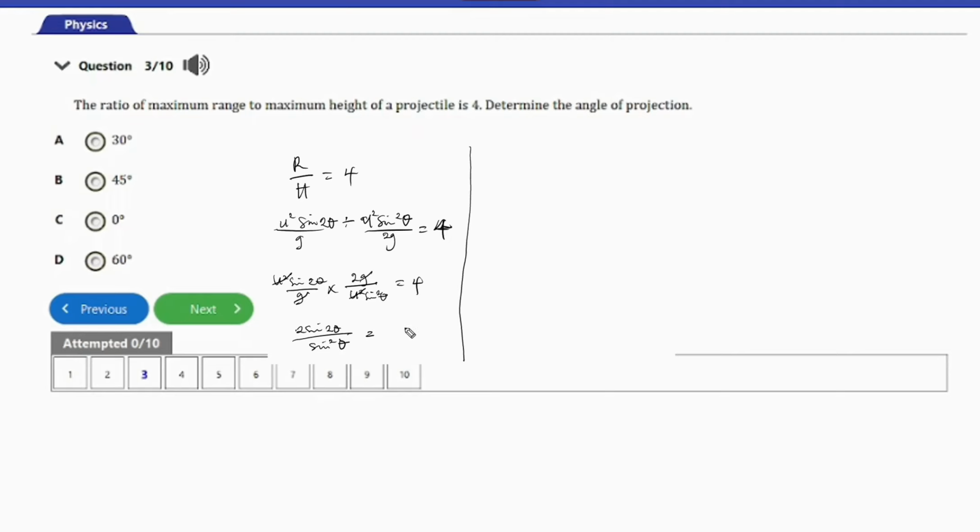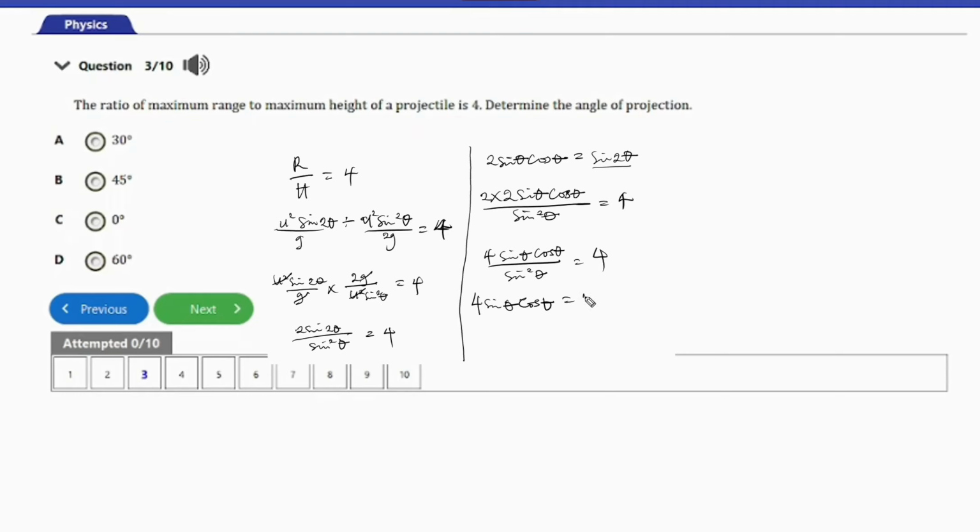So guys, at this point, we can actually have that 2 sine theta cos theta is equal to sine 2 theta. Since we know that sine 2 theta can be replaced by 2 sine theta cos theta, then in that case, these 2 times 2 sine theta cos theta all over sine squared theta is equal to 4. So guys, if we rearrange this, we are going to have that 4 sine theta cos theta is equal to 4 sine squared theta.